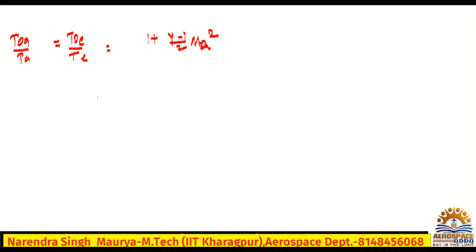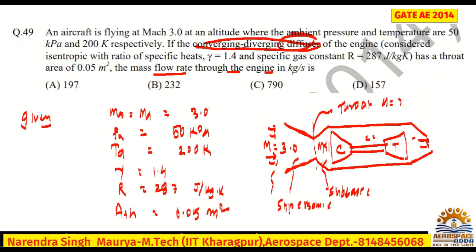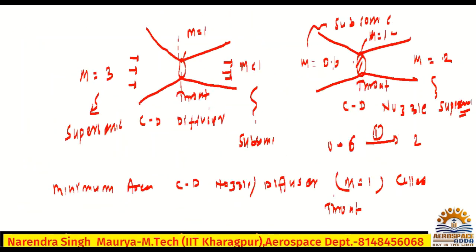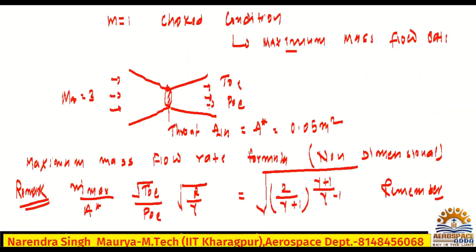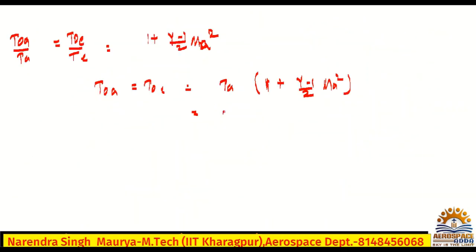So what is the T naught A? T naught A or T naught E? It is 1 plus gamma minus 1 by 2 M A square. What is the temperature they have given us? They have given us 200 Kelvin and Mach number 3. 200 Kelvin, 1 plus gamma, they have given 1.4, minus 1 by 2. Mach number is given, 3 square.